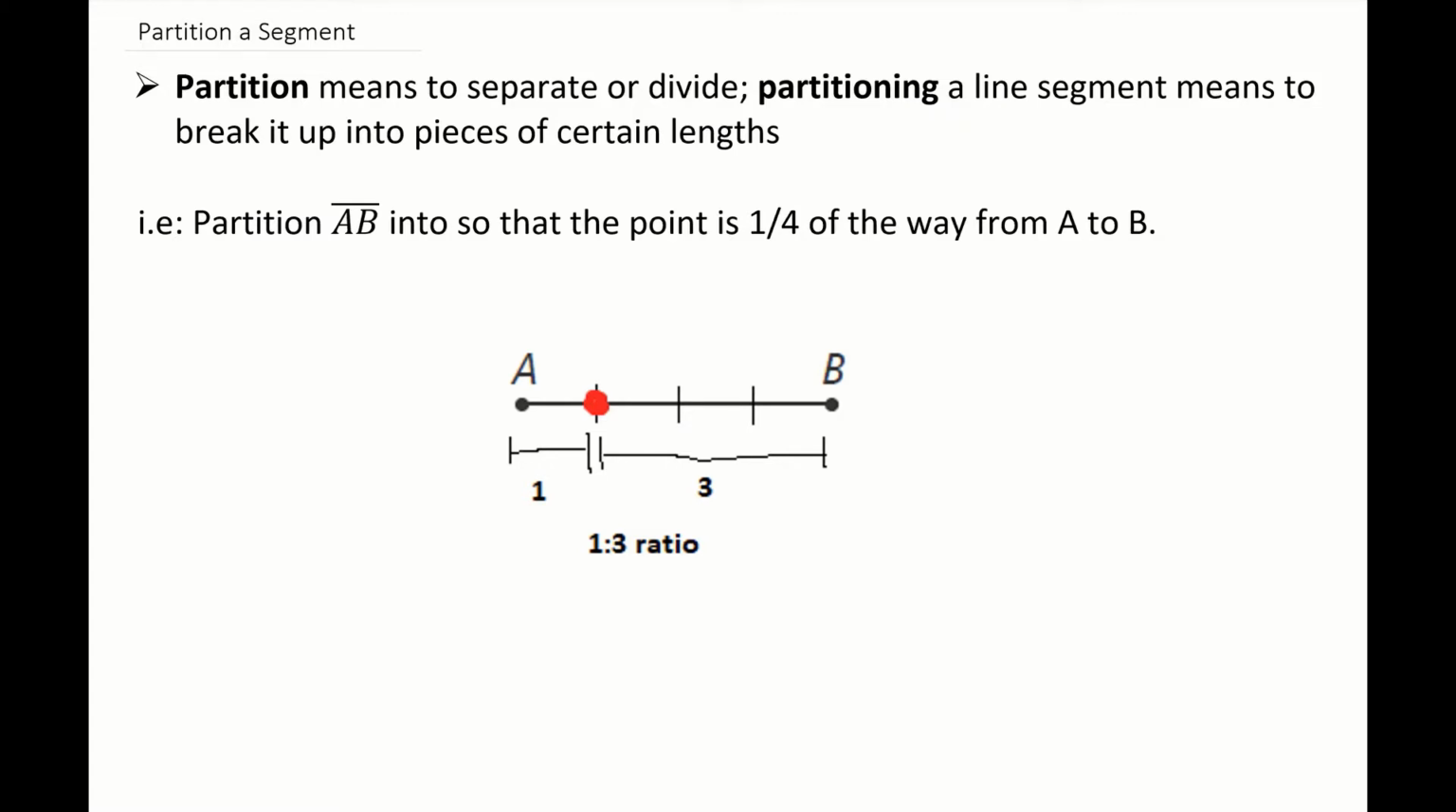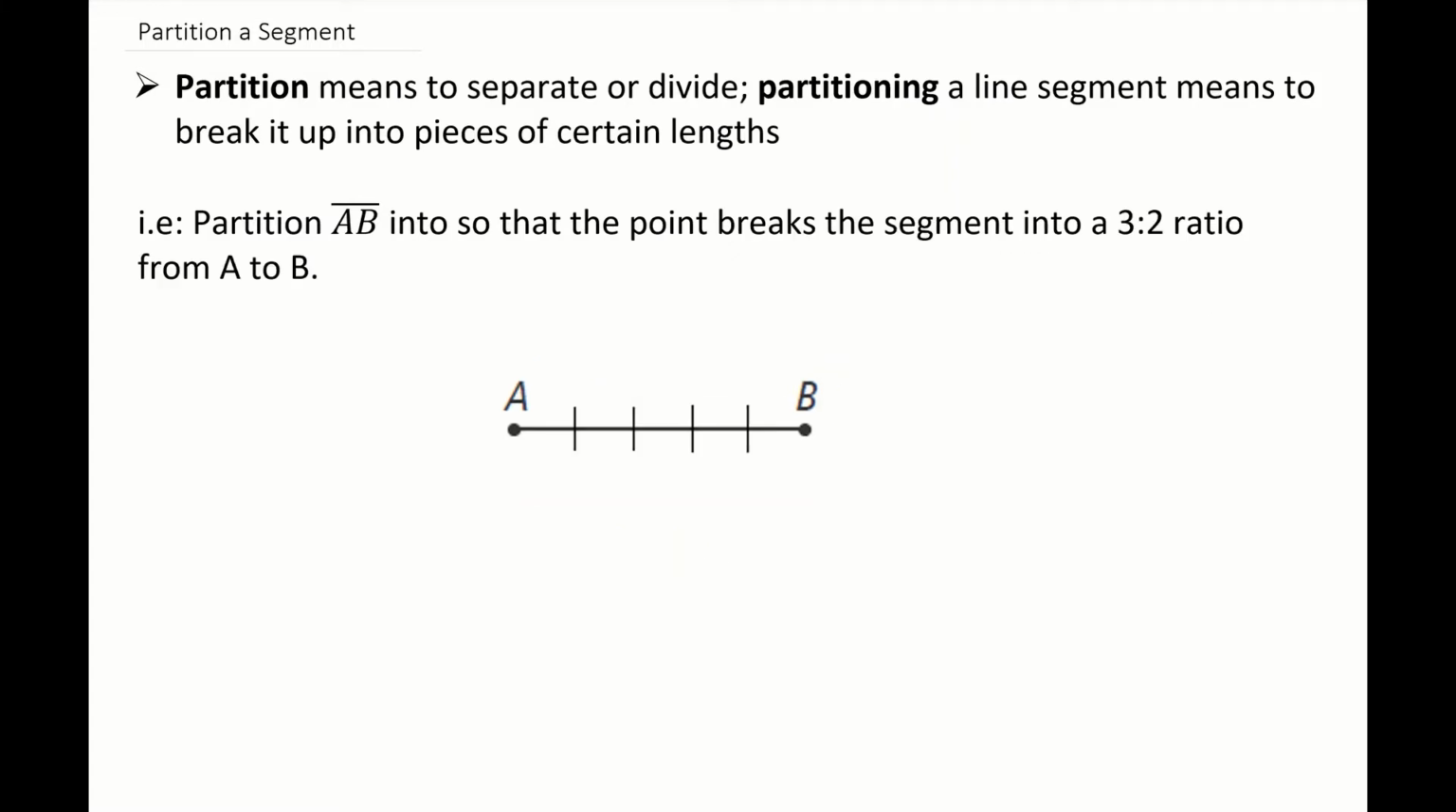Another way of saying this is that this partition is divided such that it's in a 1:3 ratio from A to B. Okay, so this is another way to put it. So saying that something is 1/4 of the way from A to B is the same thing as saying divide it in a 1:3 ratio from A to B.